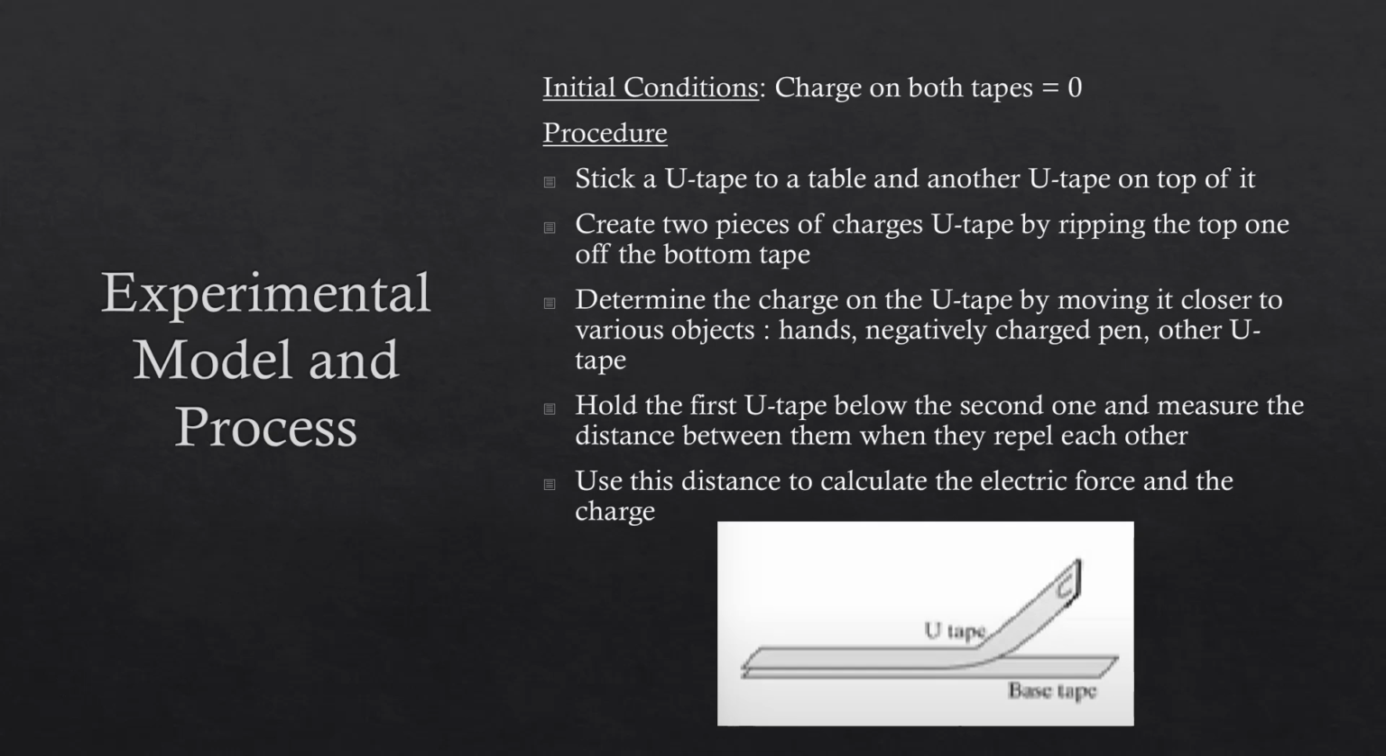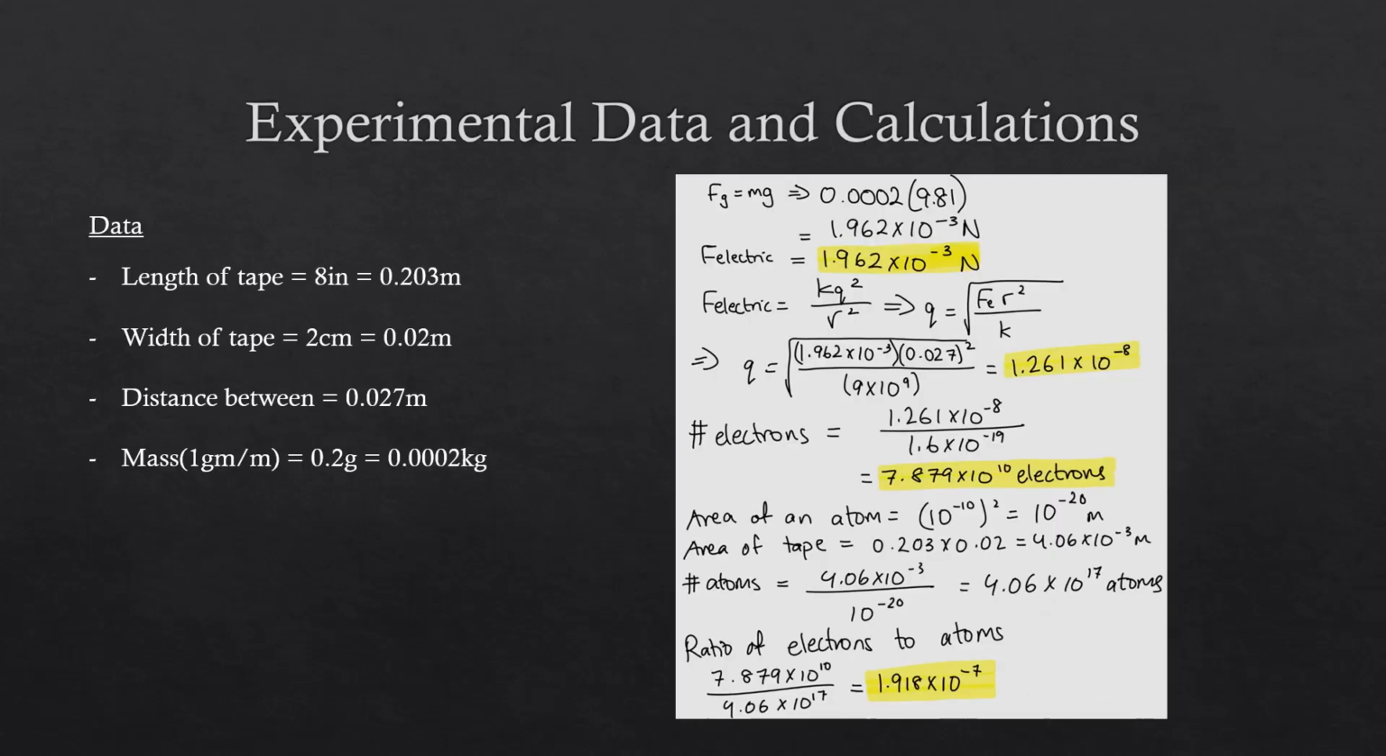So the experimental model and the process. What we did was we first stuck a piece of tape to a table and another piece of tape on top of it. We created two pieces of charged tape by ripping the top one off the bottom one. We determined the charge on the tape by moving it closer to various objects, including our hands, a negatively charged pen, and another piece of tape. Then we held the first tape below the second one and measured the distance between them when they repelled each other. Then we used this distance to calculate the electric force and the charge.